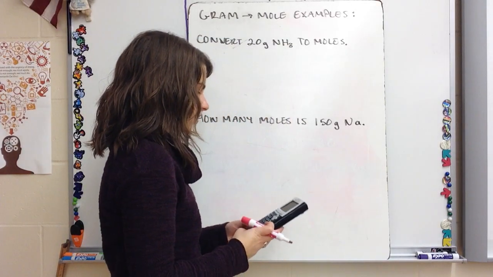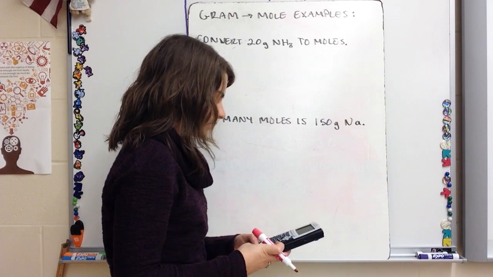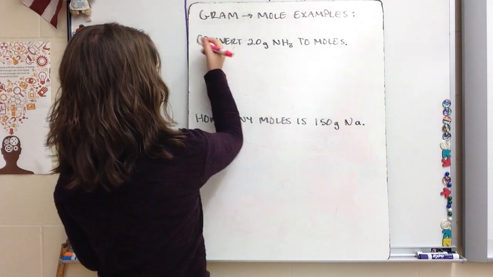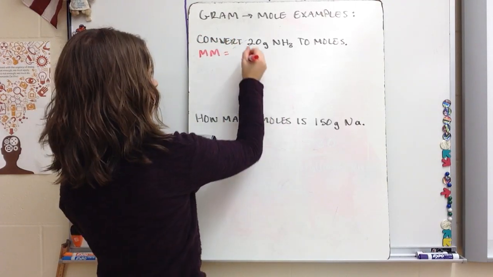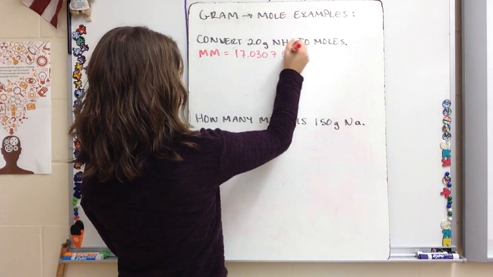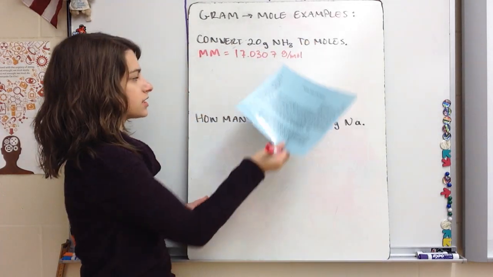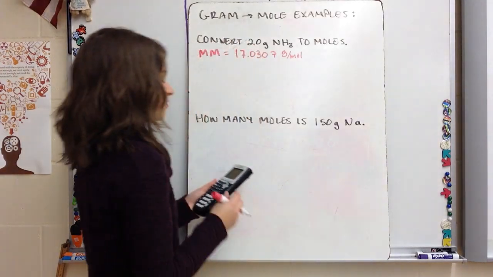Nitrogen has a molar mass of 14.007. Hydrogen is 1.0079. I'm going to multiply that by 3. And I get a molar mass, I'm going to abbreviate it MM, of 17.0307 grams per mole. Those numbers, the 14 and the 1, I got right off the periodic table. So we're just calculating molar mass like we have before.